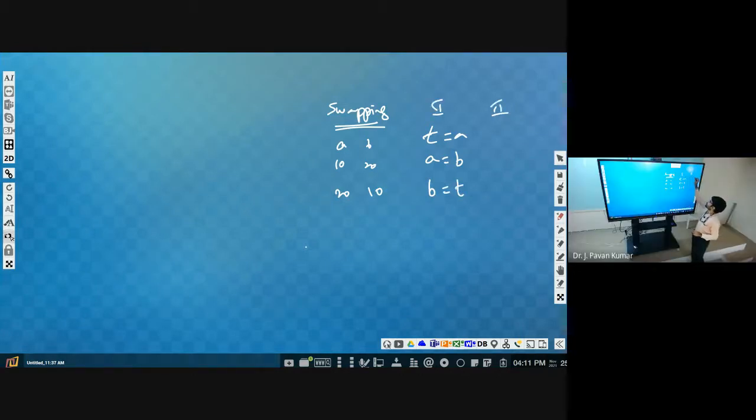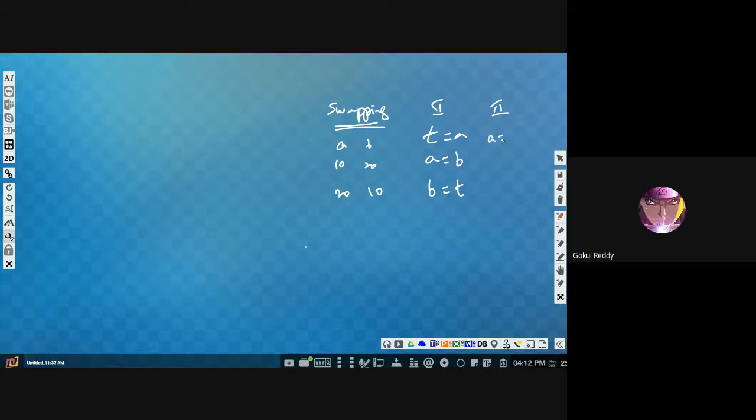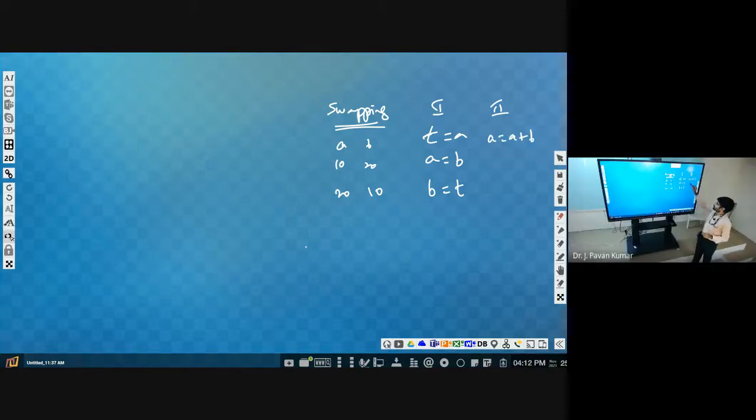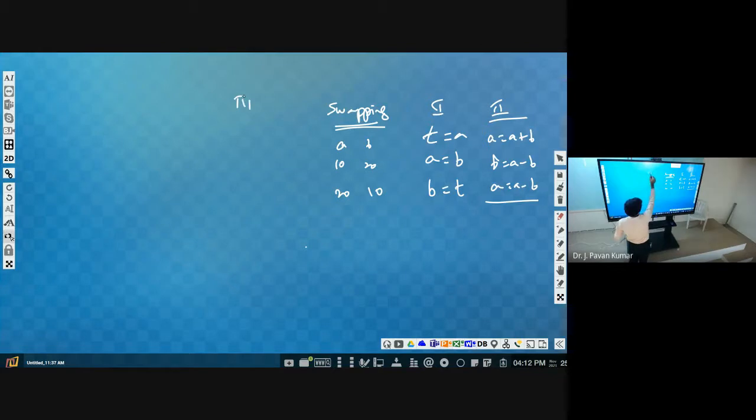The second method which we have seen is A is equal to A plus B, B is equal to A minus B, A is equal to A minus B. This is without using a third variable. Without using a third variable, we could swap. Okay. Next, is there any other method without using a third variable? Can we do it?